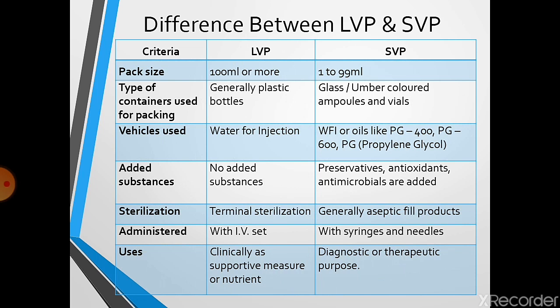In large volume parenterals, there are no added substances, but in small volume parenterals, preservatives, antioxidants, and antimicrobials are used. Large volume parenteral products are terminally sterilized, and small volume parenterals are generally aseptic filled products. Large volume parenterals are administered with IV sets, whereas small volume parenterals are administered with syringes and needles. LVPs are used clinically as supportive measures or nutrients, whereas small volume parenterals are for diagnostic or therapeutic use.